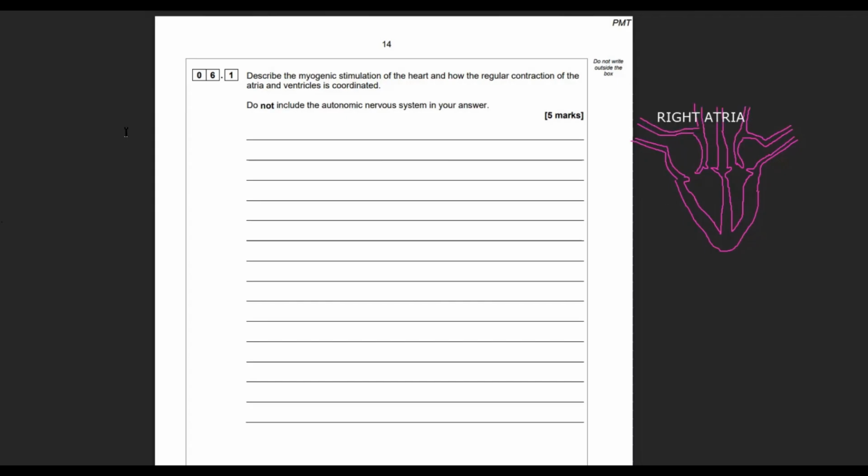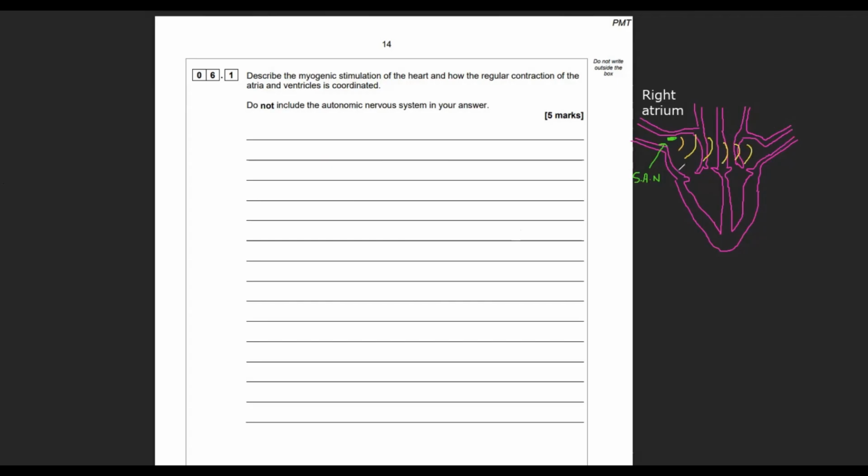Now, our myogenic stimulation of the heart starts with the right atria, and inside the right atria is the SAN, the sinoatrial node. This node sends out an electrical wave of depolarization. You can call it an impulse, but it's going to send out this electrical wave across the atria, causing them to contract at roughly the same time.